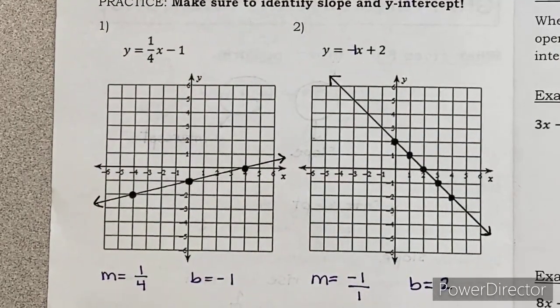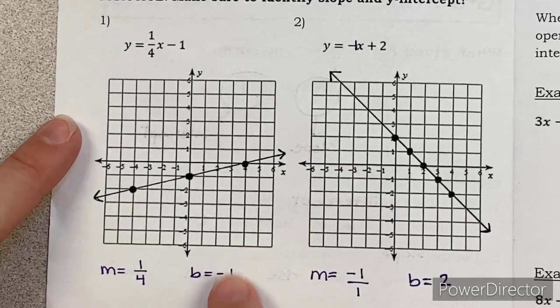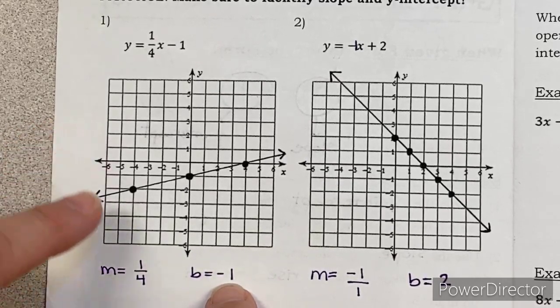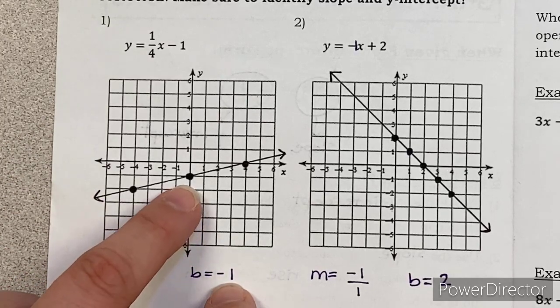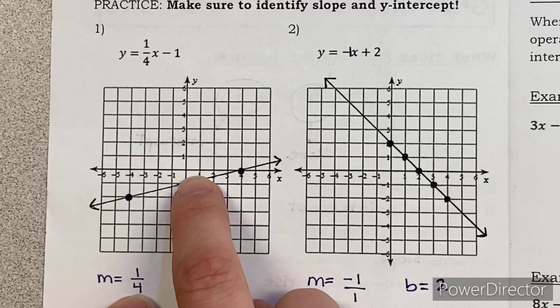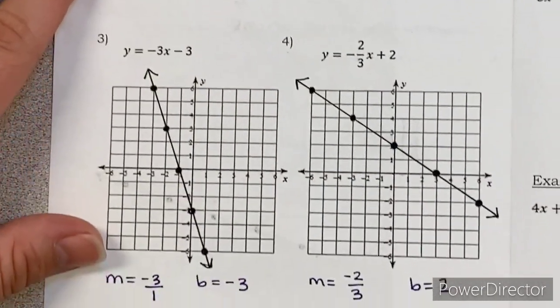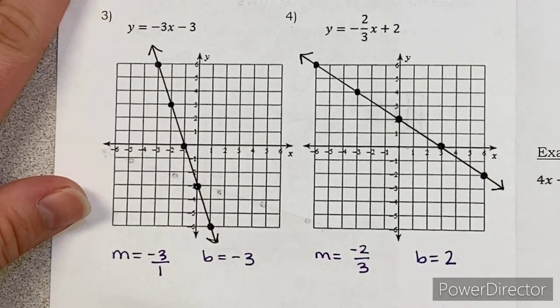Okay, as promised, here is number 1. So number 1 was pretty straightforward. We just had -1 as our y-intercept, and then my slope was 1/4, so that meant rise 1, right 4, up 1, right 4. And then number 3 looks like this.